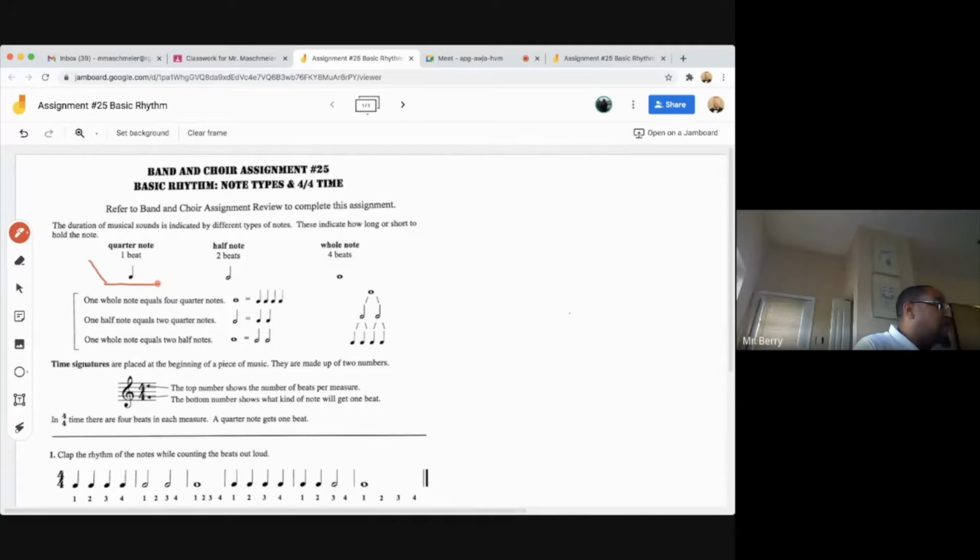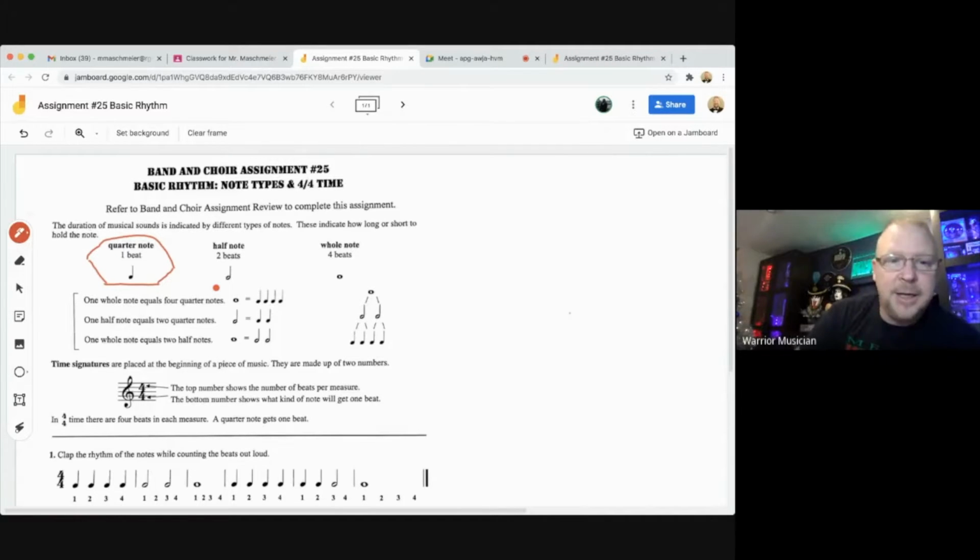So a quarter note looks like a shaded in dot with a stem going up the side of it. Note the shaded in part, guys. Only a quarter note will have the shaded in portion.